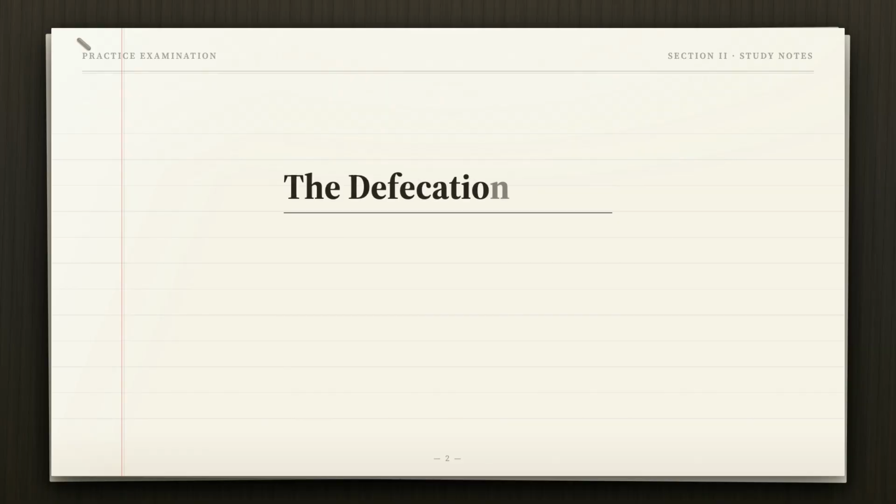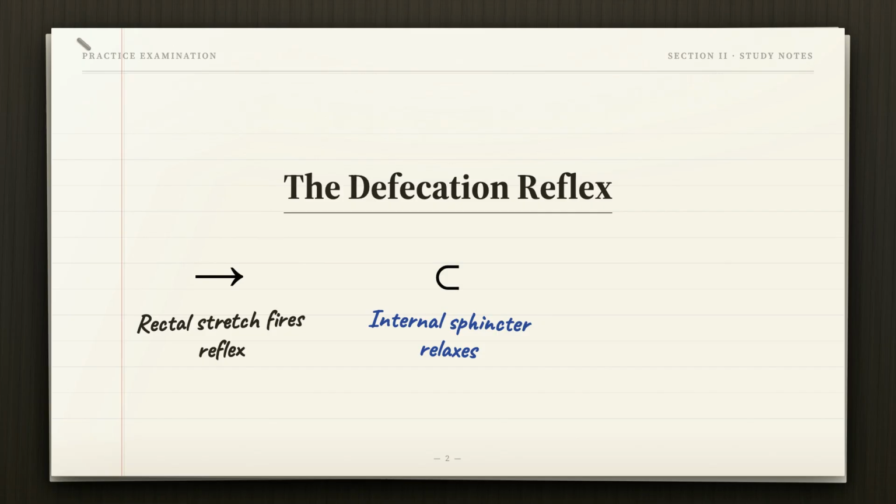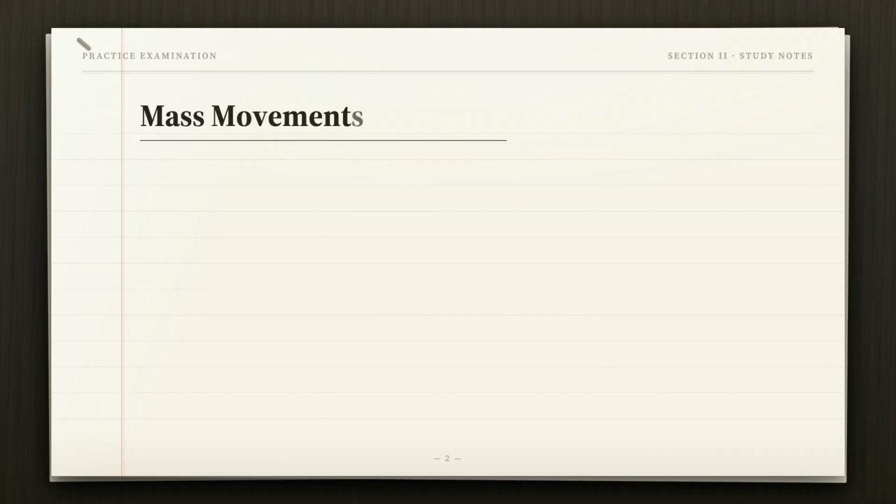final veto power. A mass movement pushes feces into the rectum, stretch receptors fire, and a sacral reflex relaxes the internal sphincter automatically. At that instant, only the external sphincter is holding the line, and you consciously choose whether to release it or clamp down and wait.